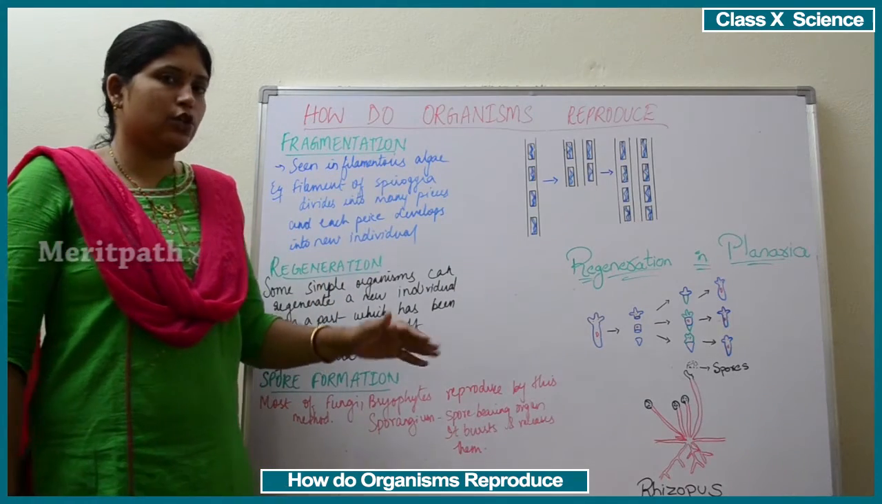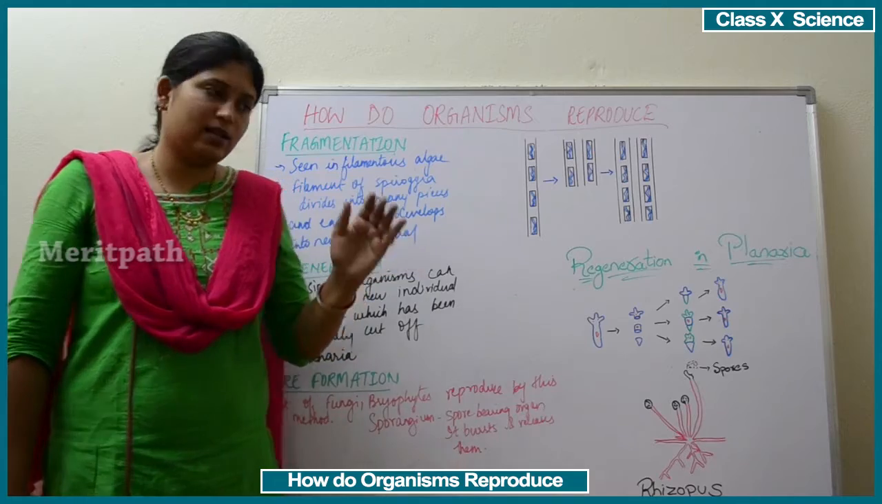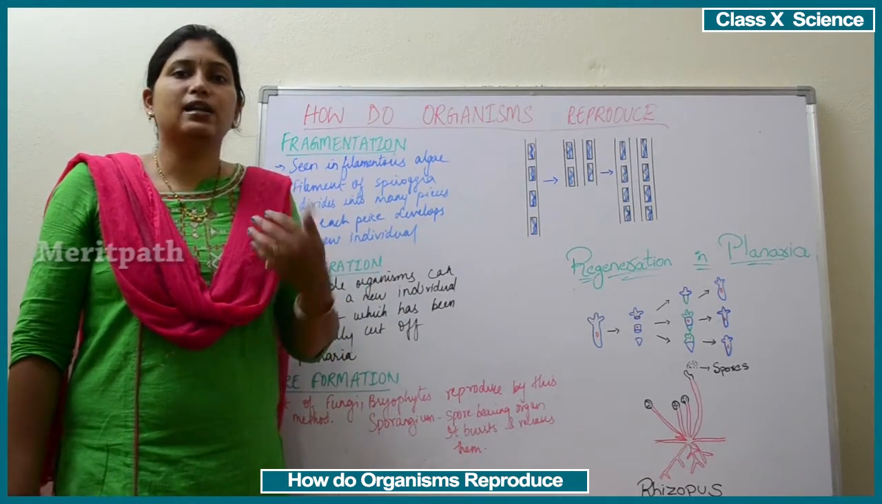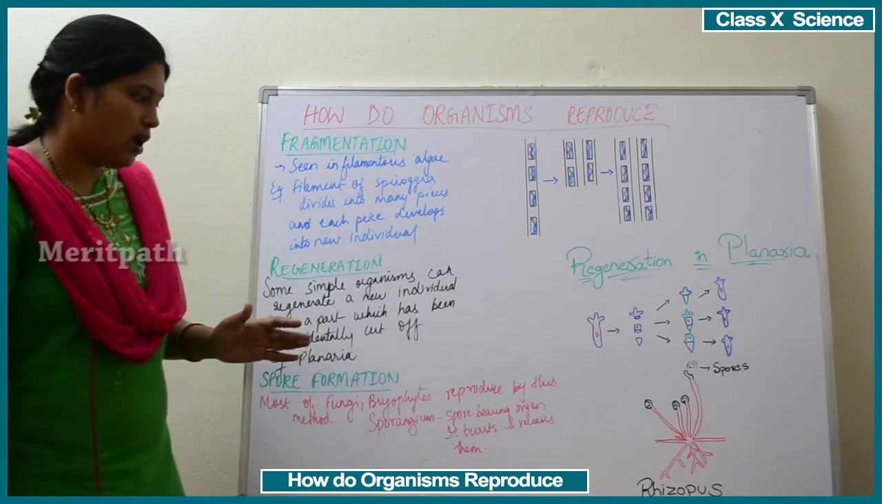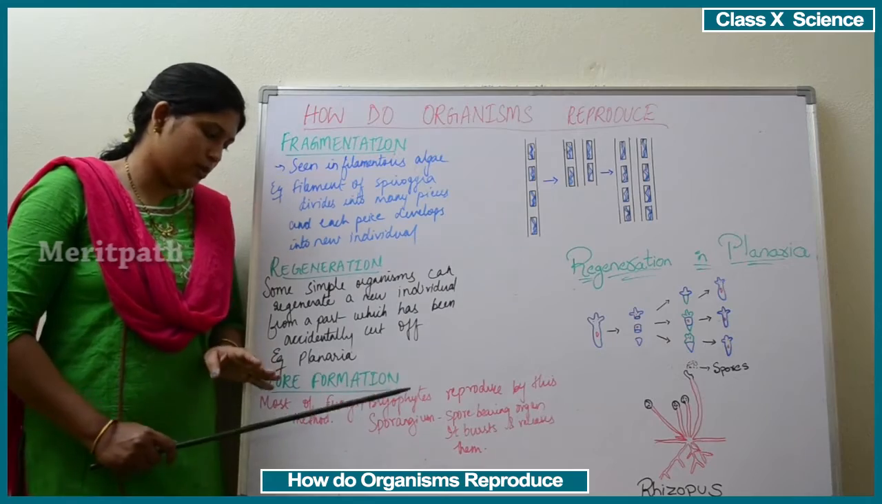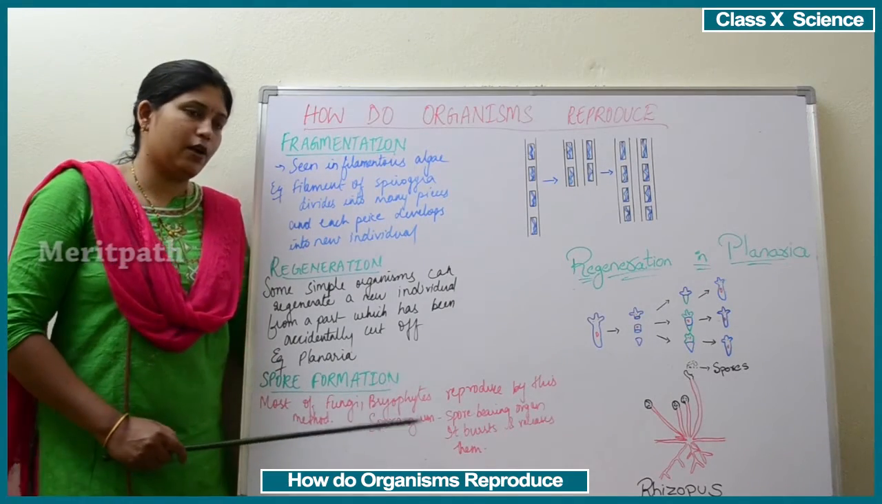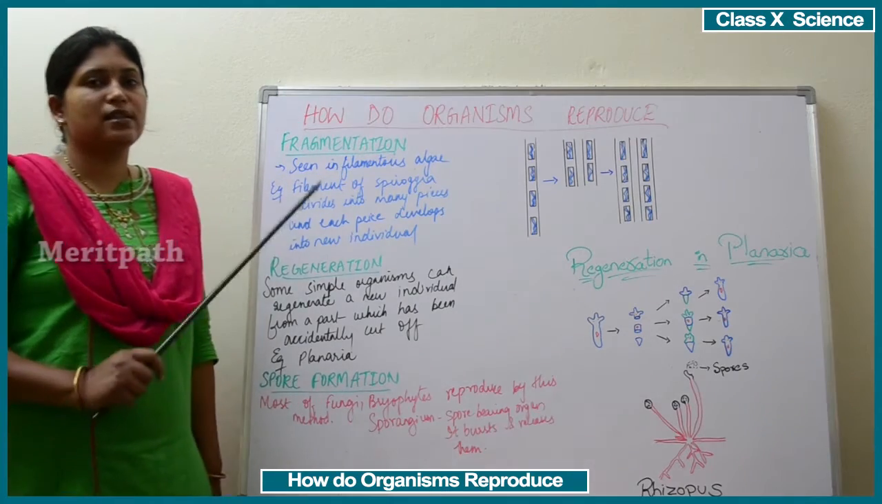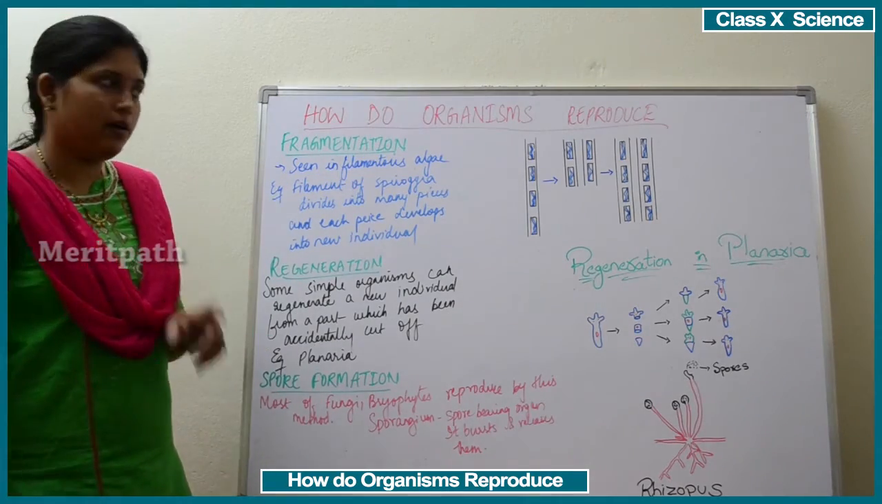Though it is an asexual reproduction, the scientists consider spores as precursors of seed. That is the advantage of spore formation. Spore formation is seen in fungi and bryophytes. An example we have studied here is Rhizopus. Rhizopus is nothing but a fungal growth on the bread.